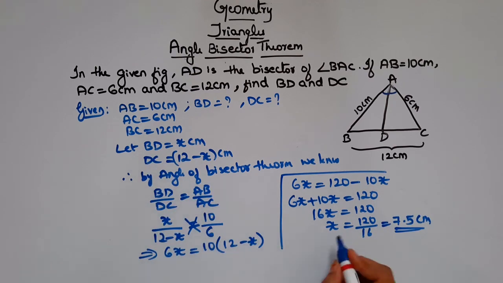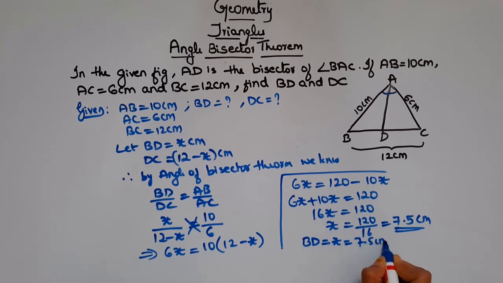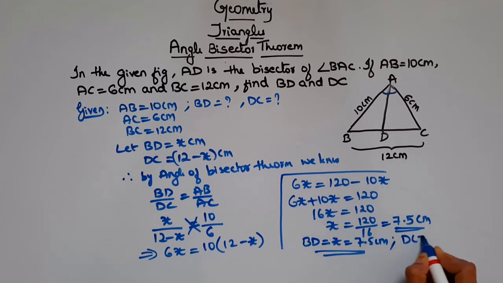So, we have taken BD is equal to x. So, therefore, your BD is 7.5 centimeter. Now, we have to find DC. We know DC is equal to 12 minus x. So, therefore, 12 minus 7.5 will give you 4.5 centimeter. So, we got BD and DC.